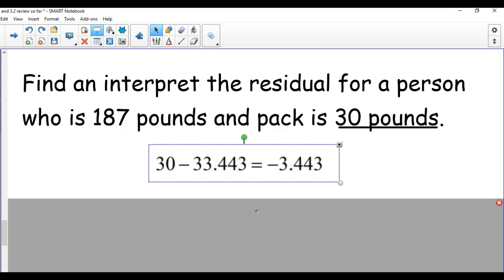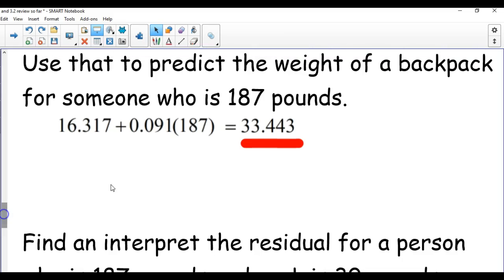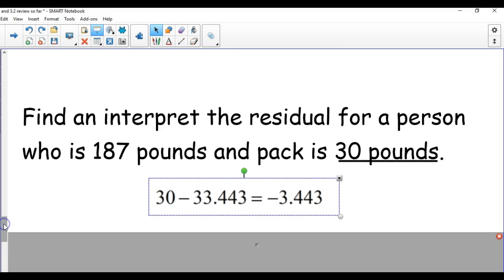Okay, so by now you should have at least found the residual. You do need to show your work. We have the observed weight of 30 pounds minus the predicted weight. How did I find that? I plugged 187 into my least squares regression line, and I set that up for you so you don't have to plug in two different numbers. We just did that in the previous problem. We see that we have a residual of negative 3.443. Now I want you to do your best to interpret it. So pause it right now and then you can see what I have.